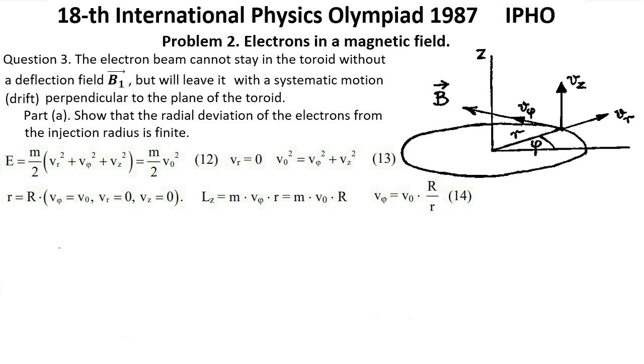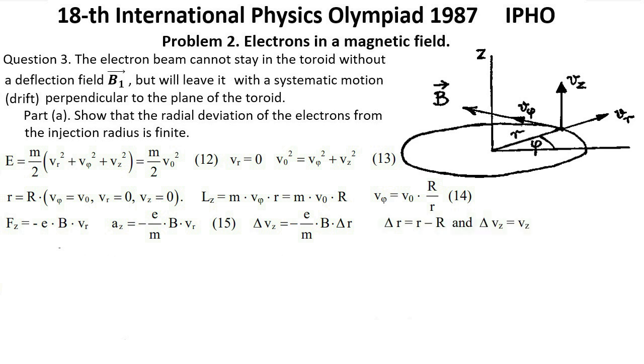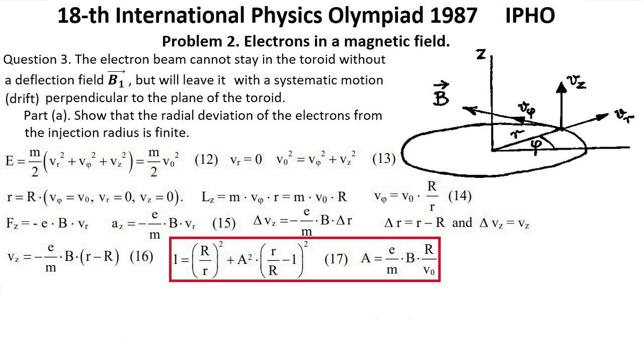Vz will be determined from the equation of motion in the z direction. The z component of the Lorentz force is Fz equal negative e big B v R. Thus the acceleration in the z direction is Az equal expression 15. That means, since B is assumed to be constant, a change of Vz is related to a change of R as follows, delta Vz equal negative e over m times B delta R. Because delta R equals small r minus big R and delta Vz equals Vz1, one finds Vz equal expression 16. Using equations 14 and 15, from equation 13 we have dependency 17, where A equal e over m times B times big R over V0.